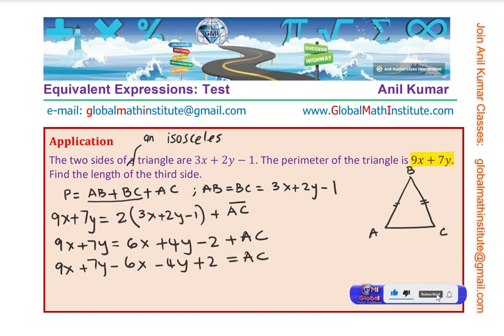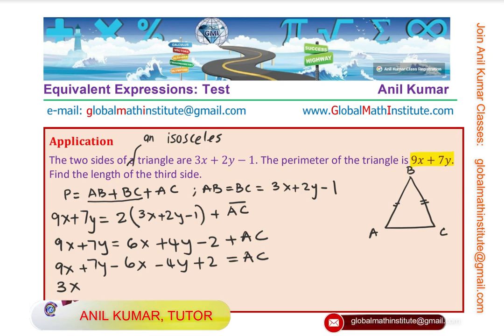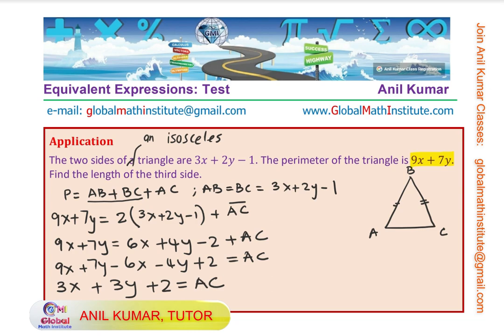So let's combine the like terms, x values, 9x and 6x. When you take away 6 from 9, you get 3x. Y is plus 3y. The constant is plus 2, right? So that gives you the length of AC. Do you see that? So we got our solution, and that is that the third side is 3x plus 3y plus 2. Is that clear to you? Correct? So that is how we should be doing it. Note this correction, right? We are looking at the two sides of an isosceles triangle.